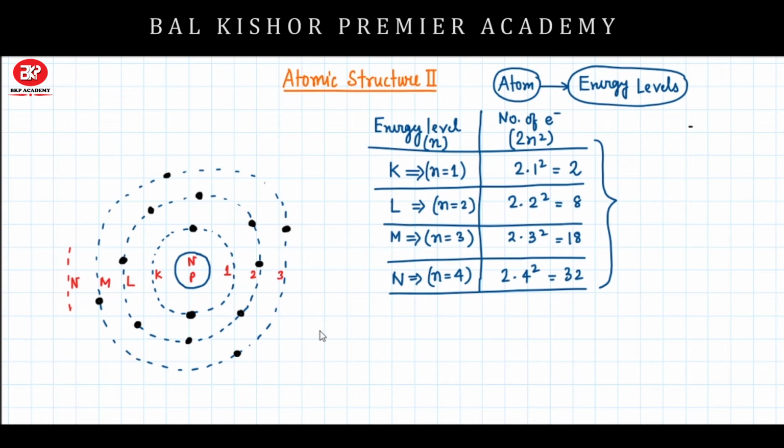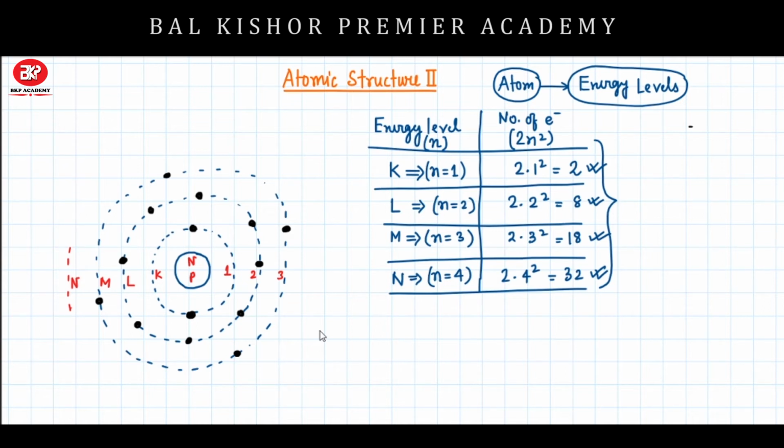Now you can see that in the first energy level there can be 2 electrons. In the second energy level there can be 8 electrons. In the third energy level there can be 18 electrons. In the fourth energy level there can be 32 electrons. These electrons in each energy level are revolving around the nucleus.